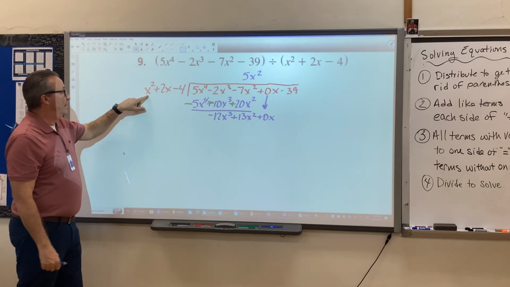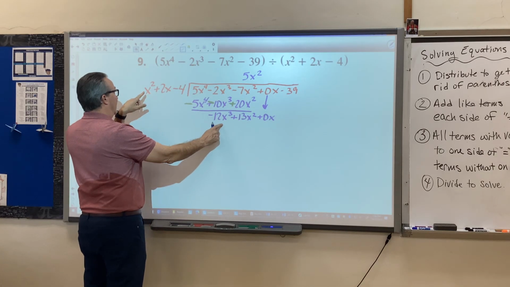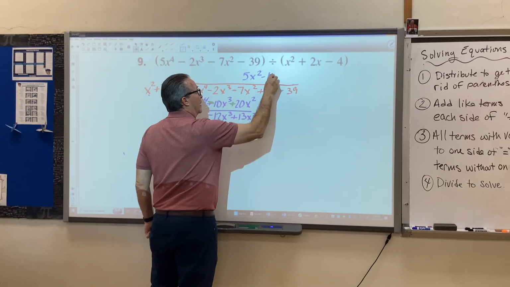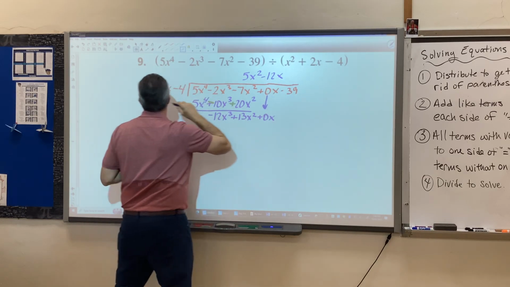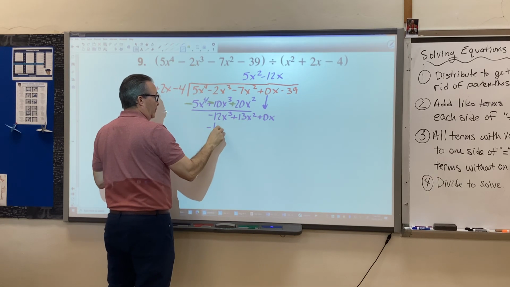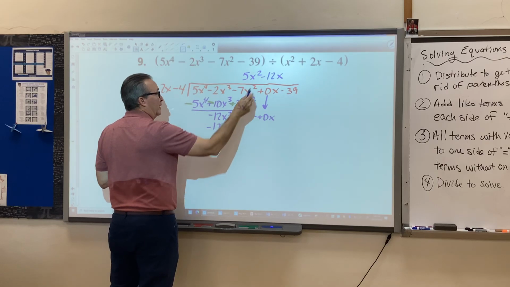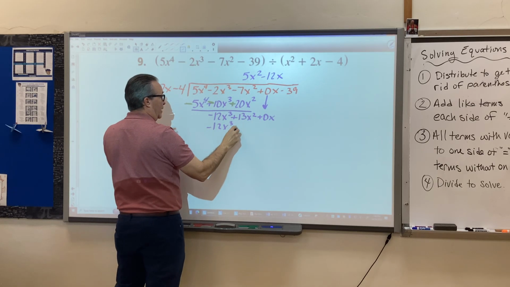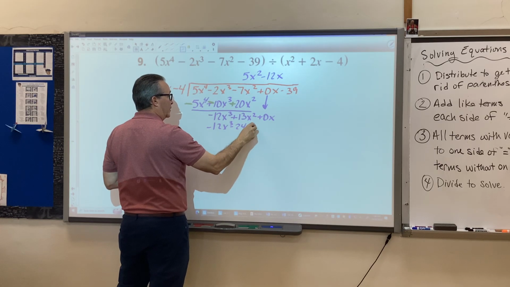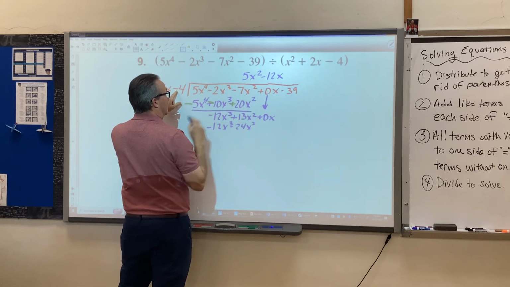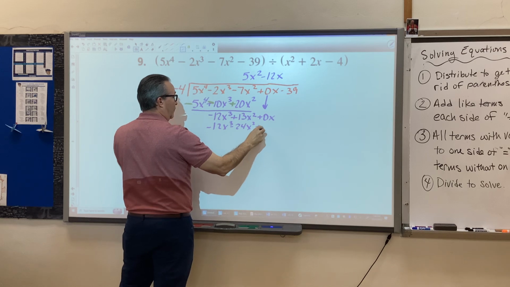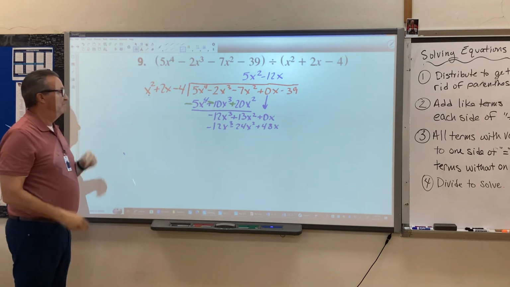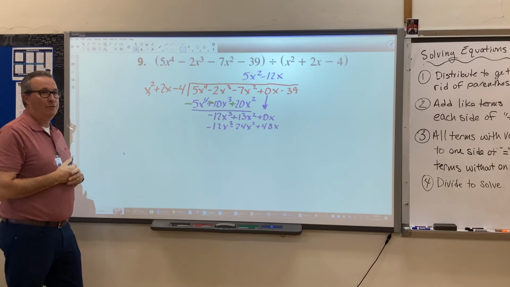You look at this, you look at this. What do you multiply this by to get that? Negative 12x. So minus 12x. Negative 12x times x squared, negative 12x to the 3rd. Negative 12x times positive 2x, negative 24x squared. Negative 12x times negative 4, positive 48x. I think that's right.